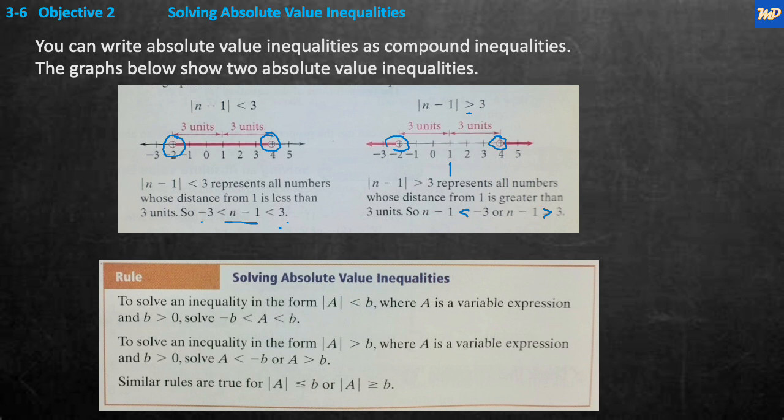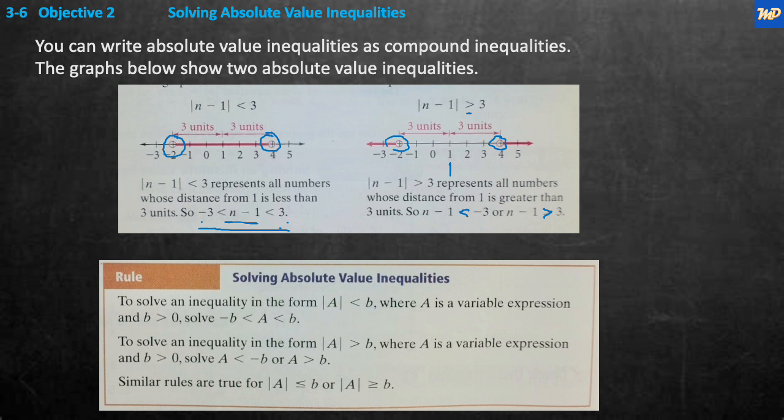To solve an inequality in the form absolute value of A is less than B, where A is a variable expression and B is greater than 0, solve negative B is less than A is less than B. That's what we did right here: negative 3 is less than A is less than 3.